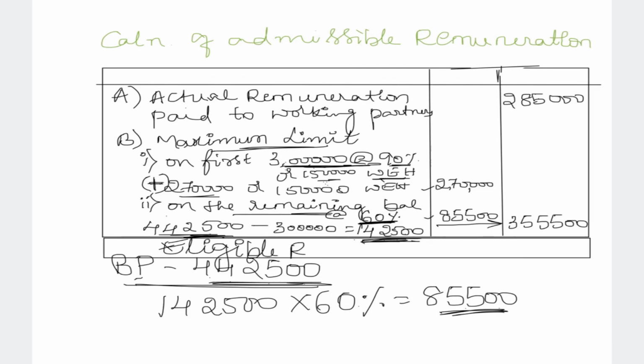So now eligible remuneration is the least of the following two. Whichever is less, 2,85,000 or 3,55,500? It's obviously 2,85,000. Now this will be your eligible remuneration.